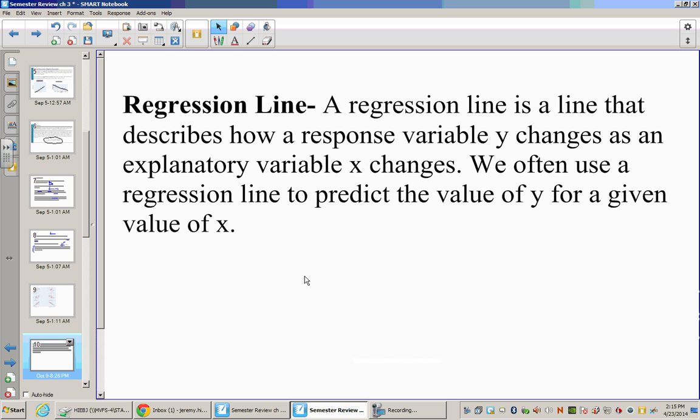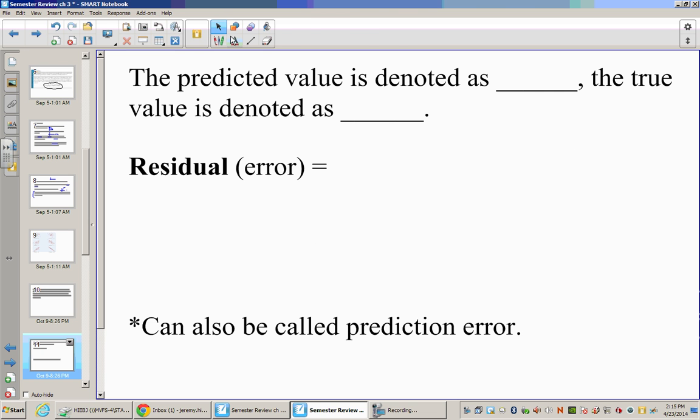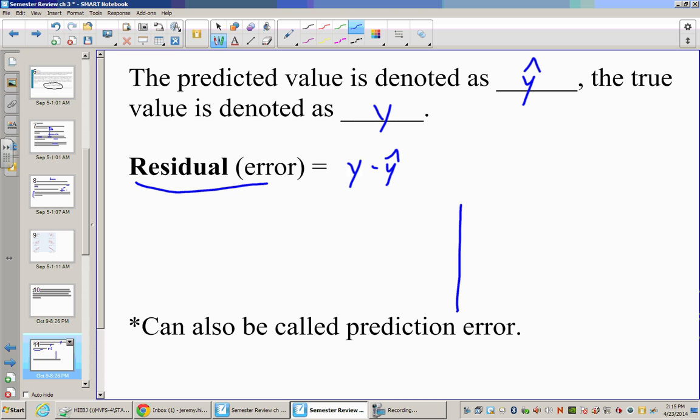Now, a regression line is a line that we use to predict what's going to happen in our scatter plot. Our predicted value is known as y hat, and the true value is known as y. So what we want to do is find all of the residuals, or how much of an error we have, we take our y value and subtract it from our predicted value.